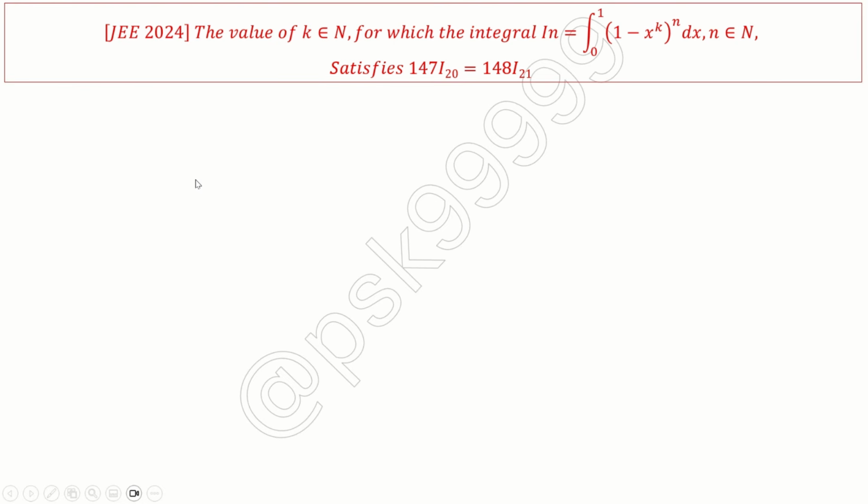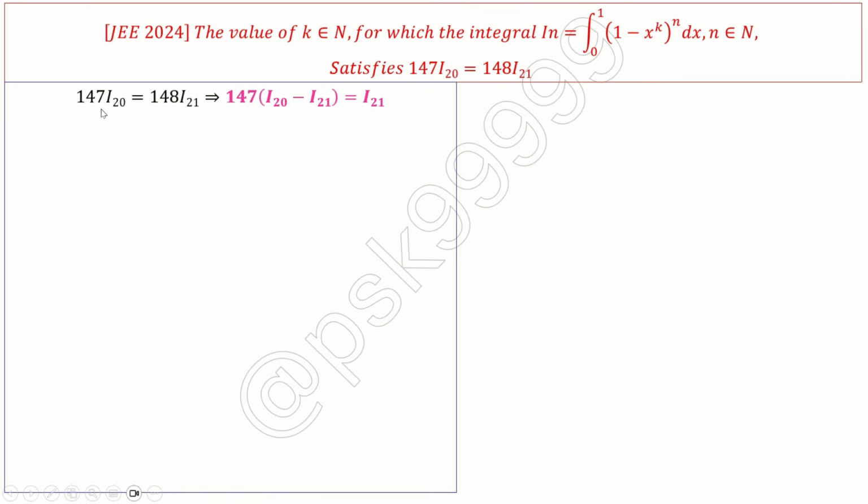the value of k, which is a natural number, for which the integral I_n is equal to integration from 0 to 1 of (1 minus x^k) whole to the power of n dx, where n is a natural number, satisfies 147 I20 equal to 148 I21. So this is one very important problem. This is where I want to introduce this beta function, and more in the next problem.